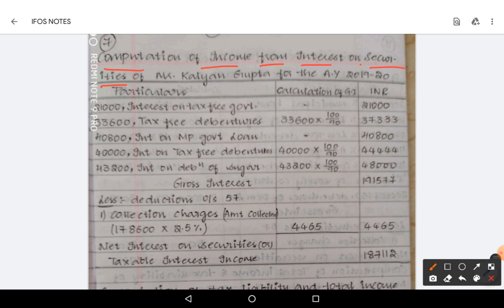Don't write it halfway; whenever asked, write it in full like this: of Mr. Kalyan Gupta for assessment year 1920. Particulars. I told you to put one more column: calculation of gross interest working. INR means Indian National Rupee, you can also give the symbol. And here I make one column.